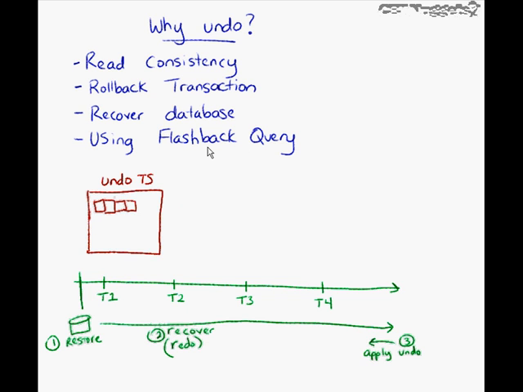Flashback query is a way that we can query what the state of the database was at a particular point in time. For example, if I want to say select star from person at a particular point in time, let's say 15 minutes ago, I can do that if I have configured my undo table space correctly.